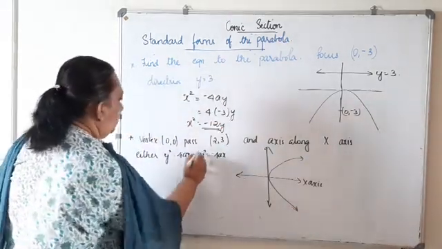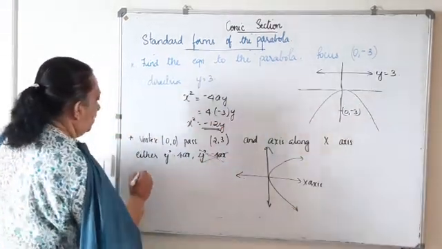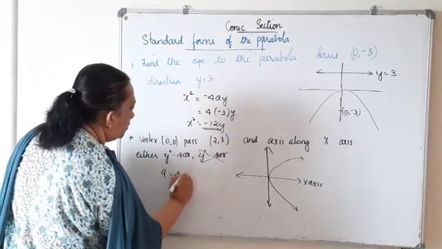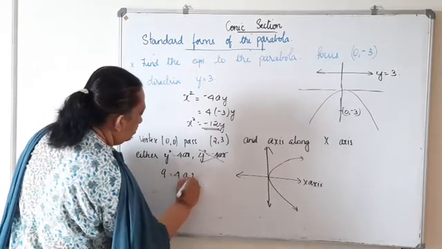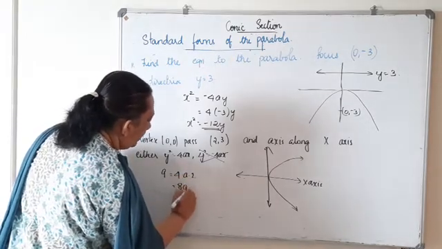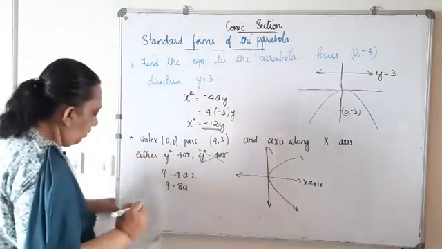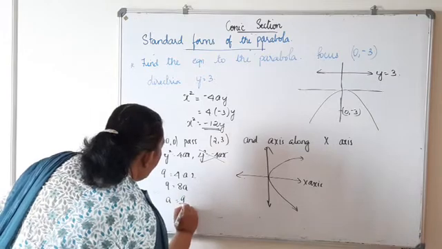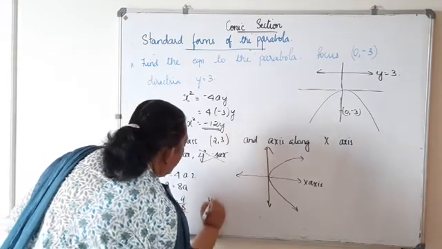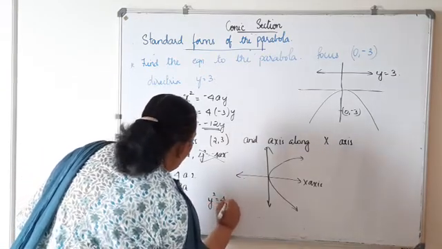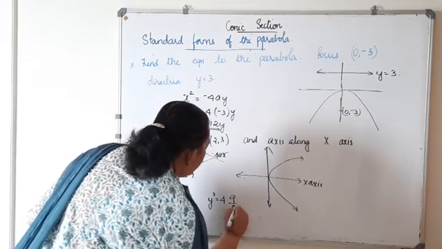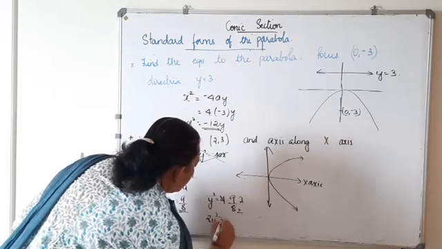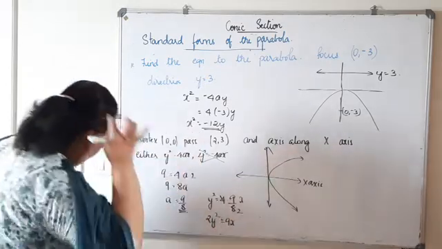So not the other case. Substituting 2, 3: 9 is equal to 4 into a into 2. That is 8a is equal to 9, or a is equal to 9 by 8. So what is the parabola? y squared is equal to 4 into 9 by 8 into x. 4 twos are 8, so 2y squared is equal to 9x.